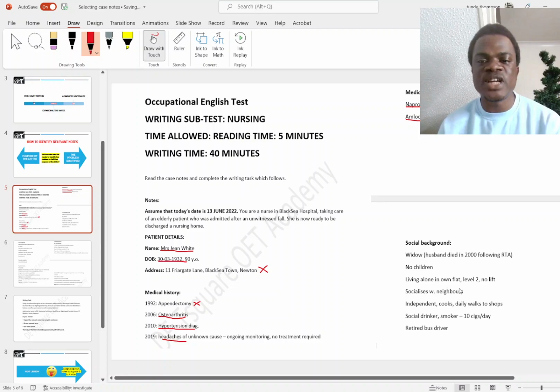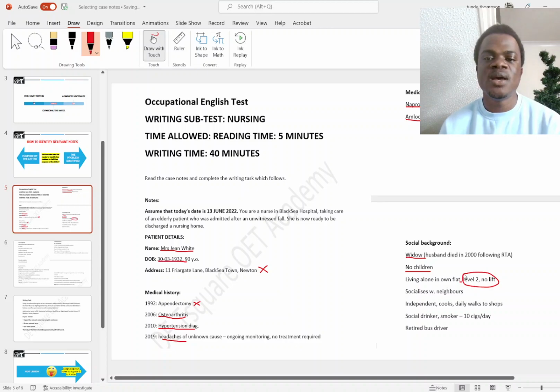Now, coming to this patient's social background, the nurse should be aware that this patient is a widow. If you like, you can add when the husband died, but the more important information is that the patient is a widow and has no children. And this patient lives alone in her own flat. The details of this may not be necessary, but you can let the reader know that this patient actually lives alone.